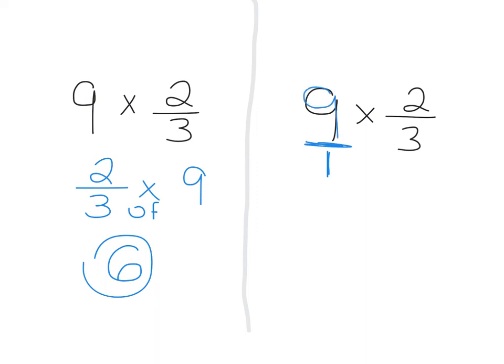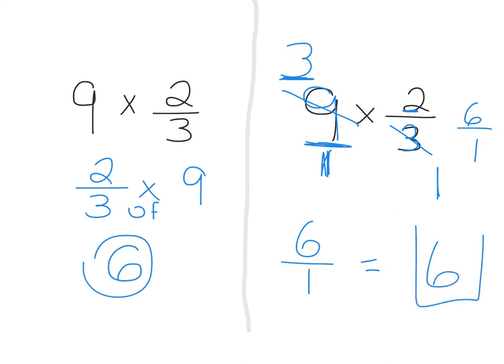Here's one numerator and one denominator that can be divided by the same whole number. 9 divided by 3 is 3. 3 divided by 3 is 1. And then we'll multiply the numerators. 3 times 2 is equal to 6. And 1 times 1 is equal to 1. So my answer is 6 over 1, which of course is equal to 6.